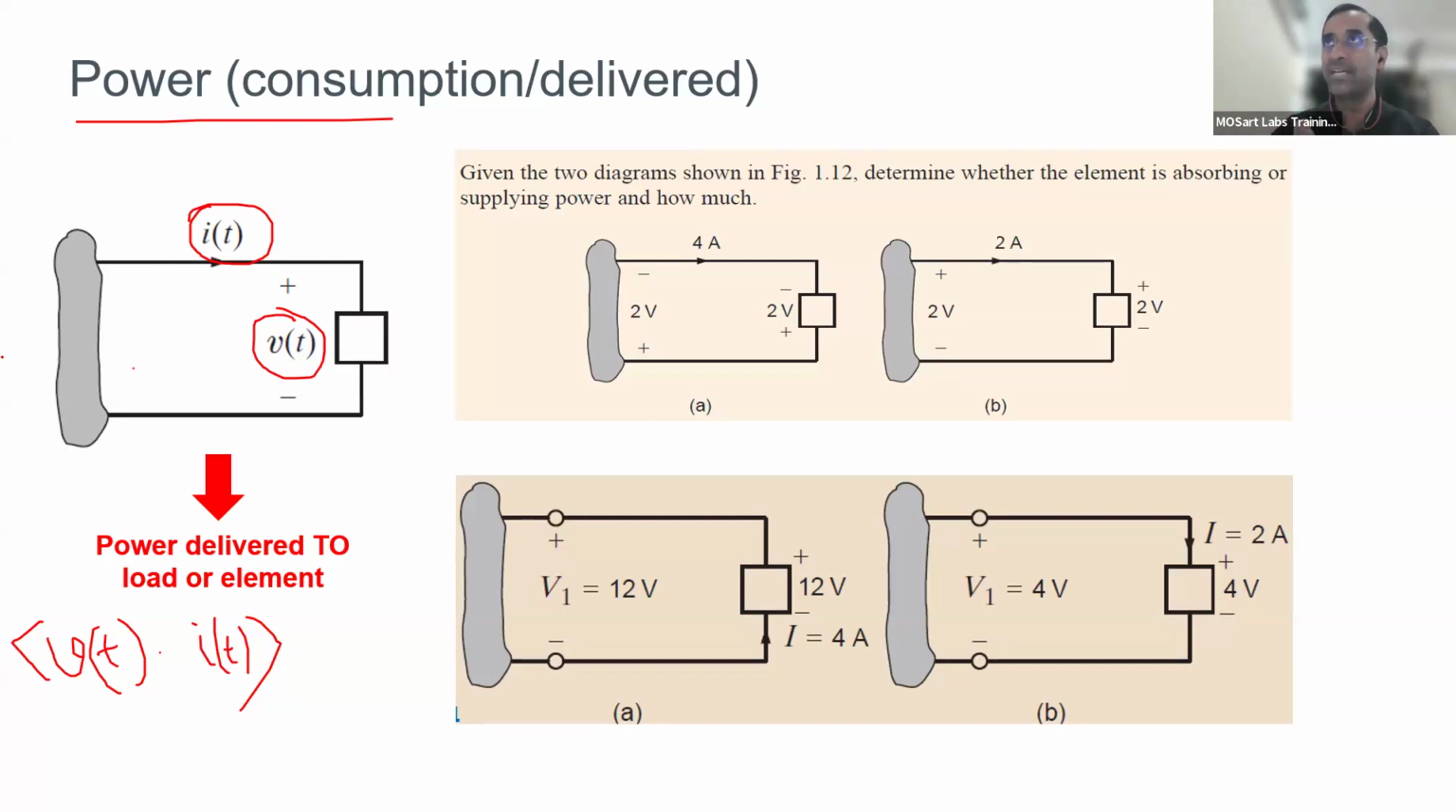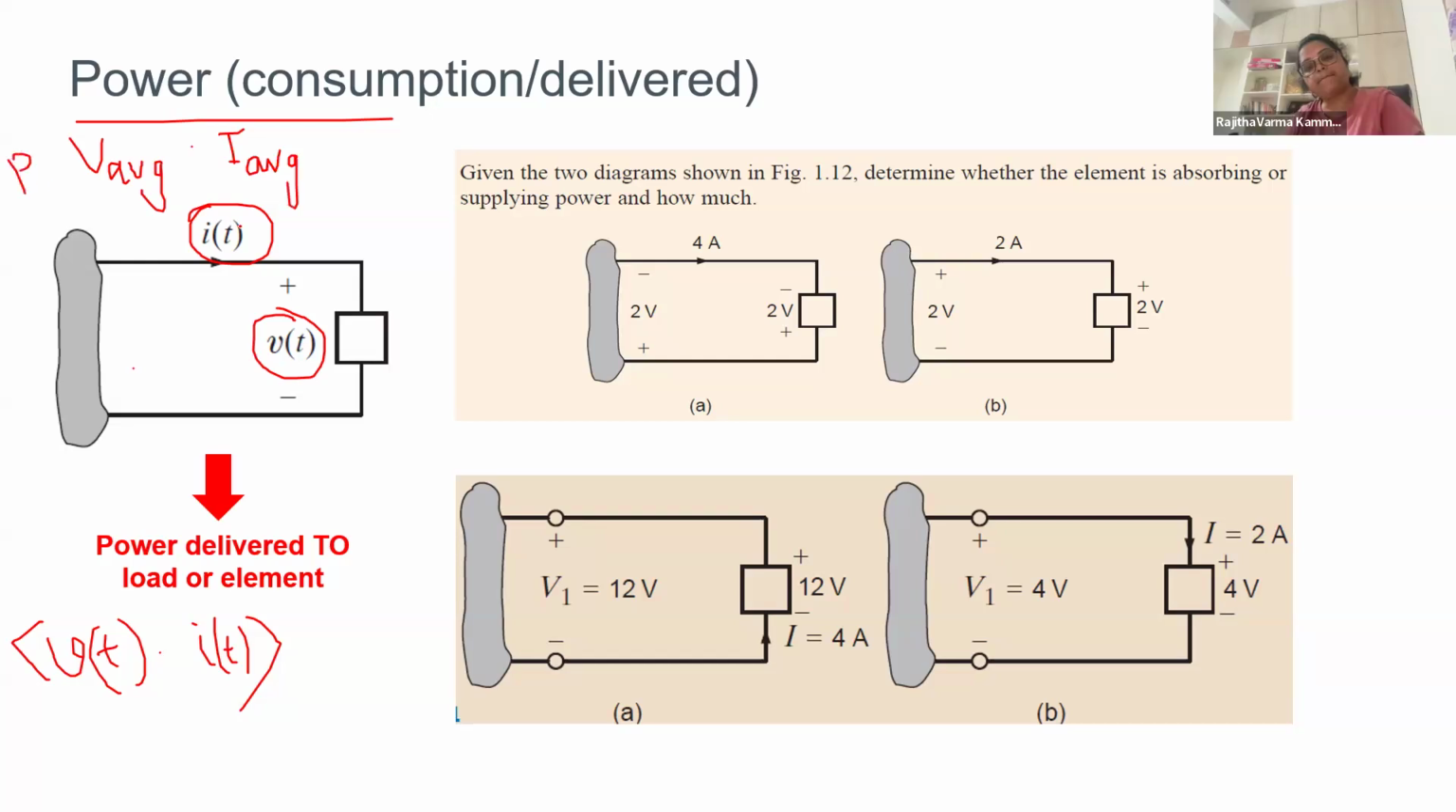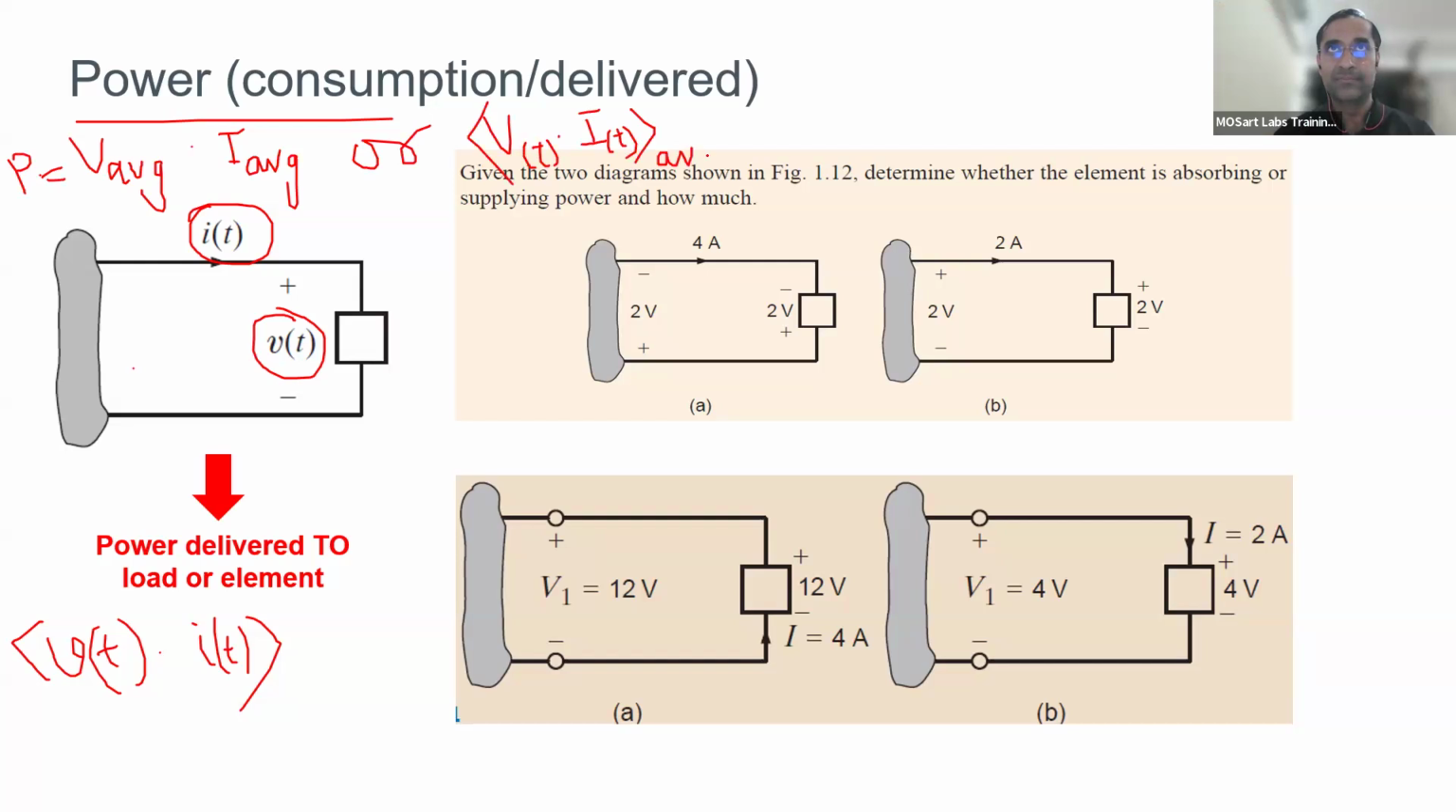Okay. If somebody asks you to accurately calculate, if this is a V of t, is your power the same as V average dot I average, or V of t dot I of t whole average? So can I say power is okay?